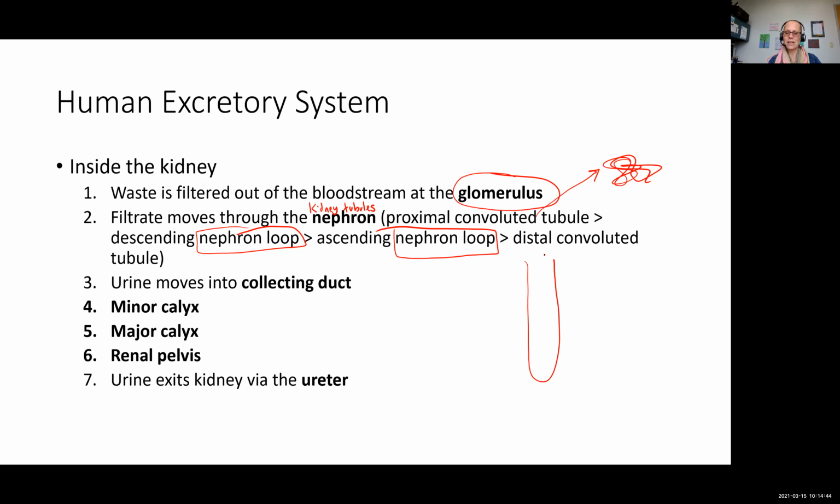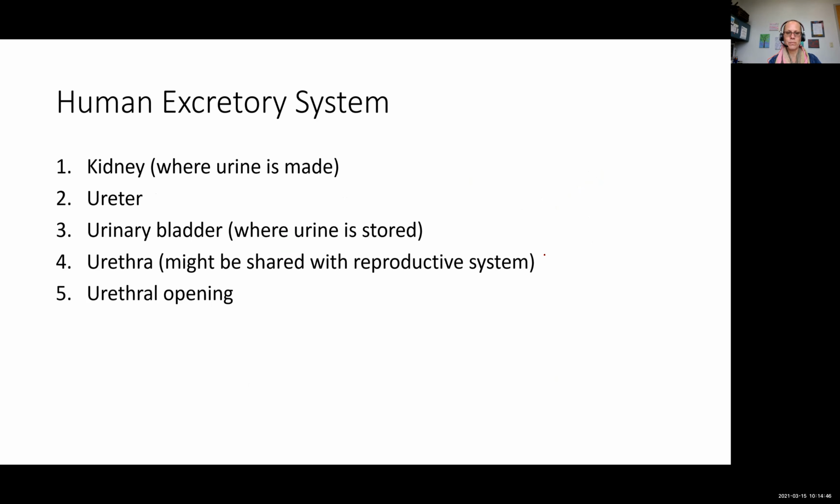So from the kidney, the fluid flows into the ureter. From the ureter, the urine flows into the urinary bladder, which is basically where that urine is being stored. And then to leave the bladder, the urine will exit through the urethra and the urethral opening. In some instances, we'll see that the urethra is shared by the reproductive system, and in others, we'll see that the urinary and reproductive systems are completely separate.